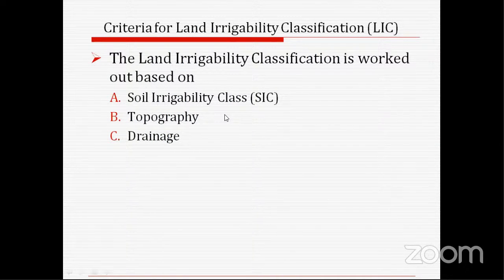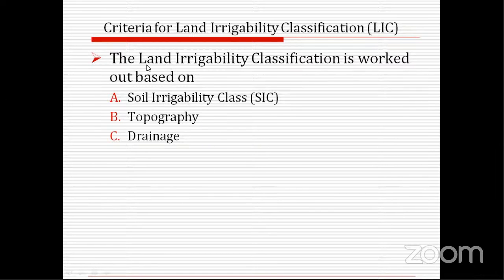So criteria of land irrigability classification. What is the major criteria? Land irrigability classification is worked out based on soil irrigability classes, topographic conditions and drainage. Students, especially SRF students, now some tables will come. Please take your running note and note down that table. Based on that table, you will get many questions.